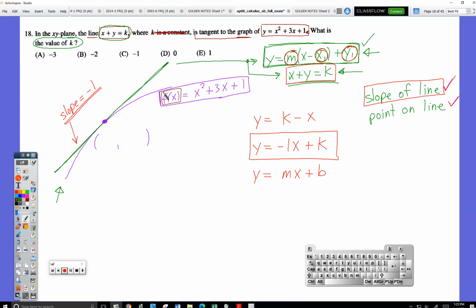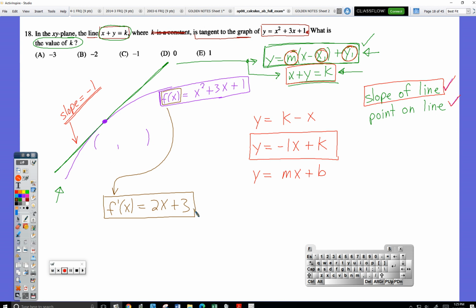So you can create the f prime. What's f prime? That'd be 2x plus 3. And now tell me the purpose of this formula. That will find the slope. Well, what's the other purpose of this formula? You can find the slope.